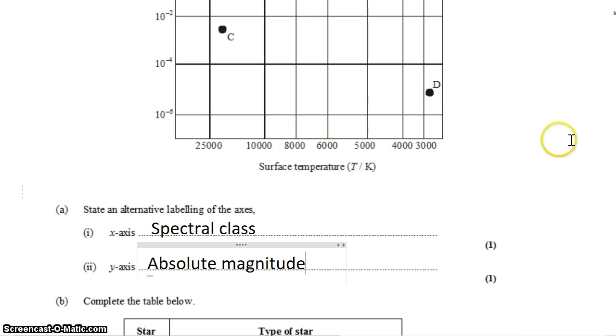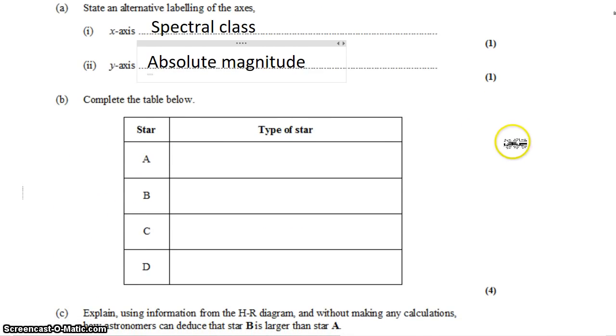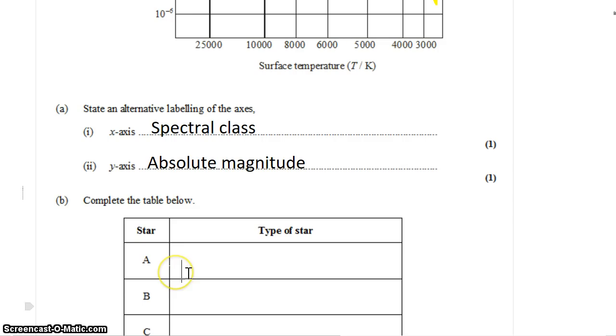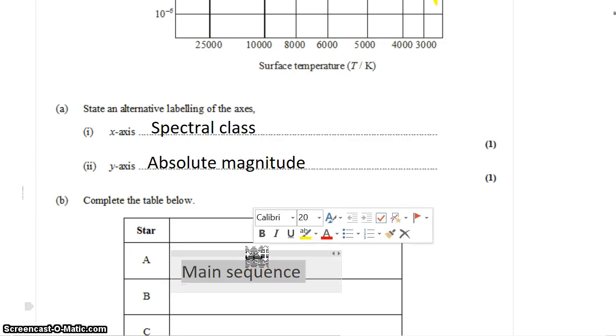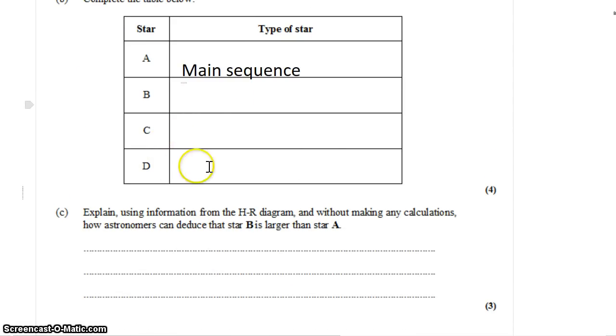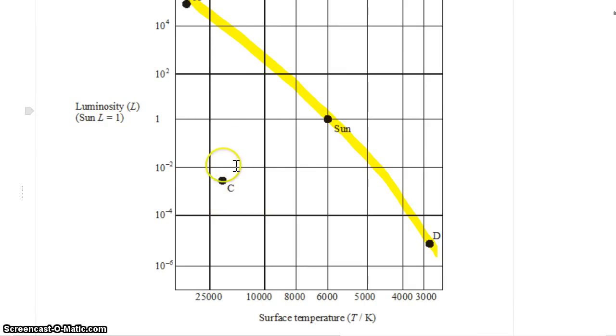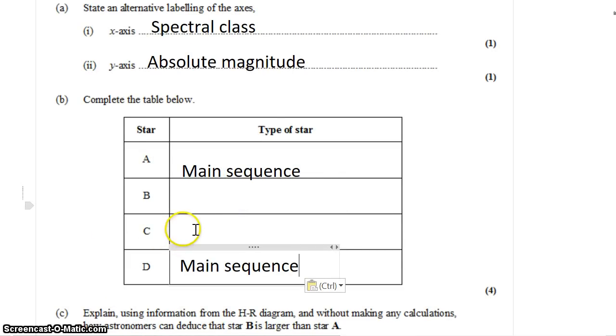Okay. Next up, we want to guess which type of star A, B, C, D are. We'll start with A. A is on the main sequence. The main sequence is everything sort of in this stripe, which D is as well. So A and D are both main sequence. C is down here with the white dwarfs. There's not really anything else around there, so the C is pretty clearly a white dwarf.